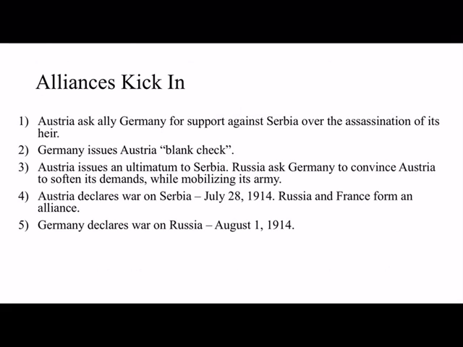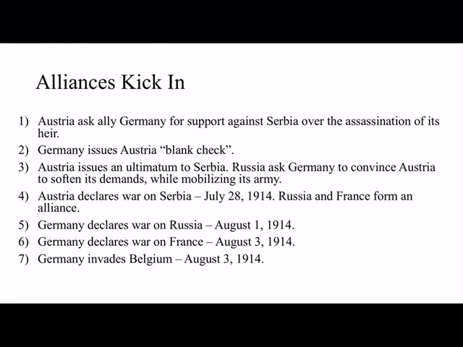Germany, seeing Russia mobilizing its forces and making allies with France, preemptively declares war on Russia on August 1st, 1914. Two days later, on August 3rd, 1914, Germany will declare war on France. And Germany comes up with what's called the Schlieffen Plan, due to General Schlieffen. That's basically to avoid a two-front war. So let's take France out of the conflict quickly so then Germany can focus on the Eastern Front and Russia.